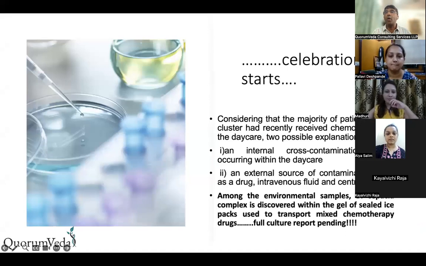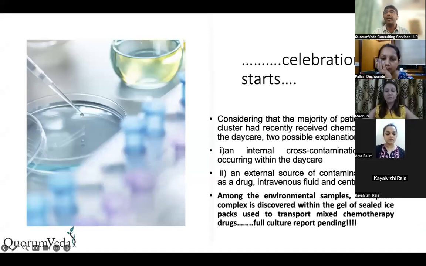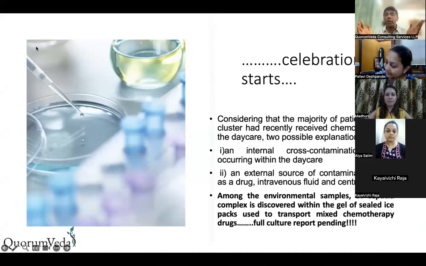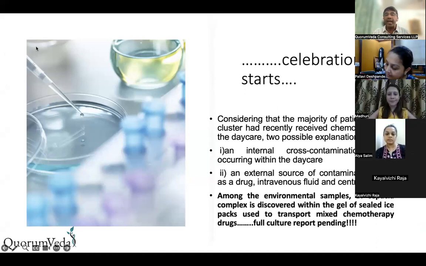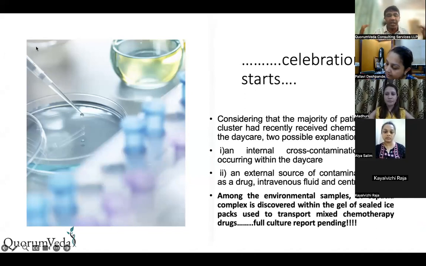Fine. Now, this is for you to celebrate. Celebration starts. Majority of the patients in the cluster had recently received chemotherapy in the daycare or IP. Two possible explanations: an internal cross-contamination issue in the daycare or IP, or an external contamination, for example, a drug, IV fluid or line. Two hypotheses. We are hitting hard from both sides. Among the environmental samples, B cepacia complex is discovered within the gel of a sealed ice pack used to transport mixed chemotherapy drug. Full culture result pending.